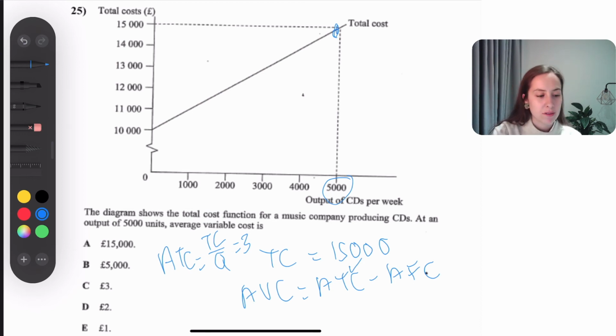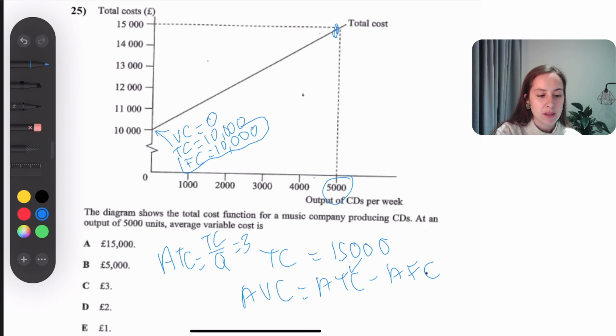Unfortunately, to work out AFC, they haven't said they've given AFC, but they have. Because your fixed costs are always the same, but you don't pay any variable costs in the beginning. So your variable costs are 0 in the beginning, and if your total costs are 10,000, that means your fixed costs are 10,000.